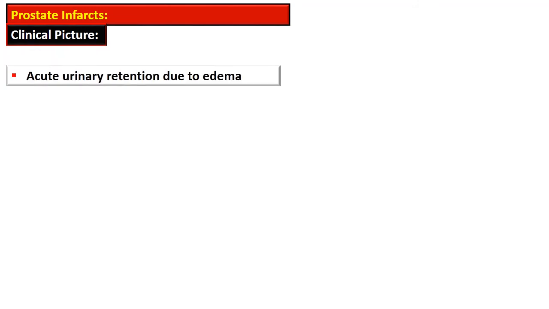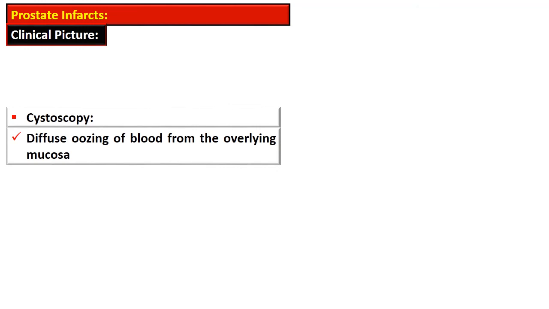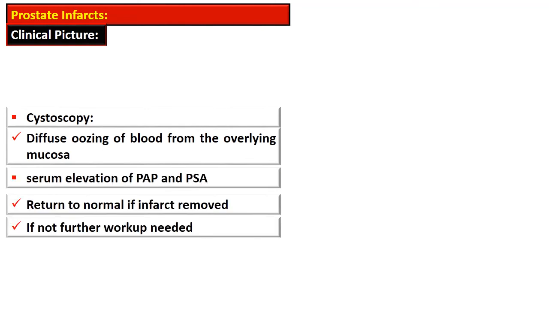Most of the prostatic infarcts are clinically silent, while some present as acute urinary retention due to edema, and some present as gross hematuria due to proximity to the urethra. On cystoscopy, there is diffuse oozing of blood from the overlying mucosa, and there is also elevation of serum prostate acid phosphatase and prostate specific antigen.